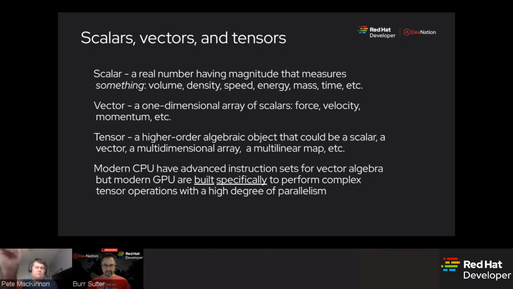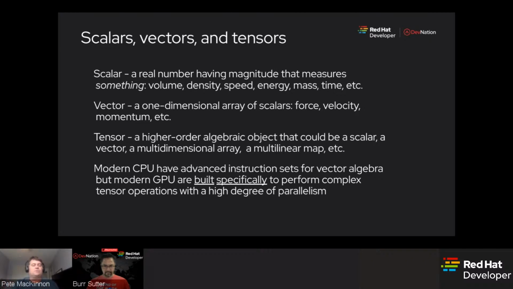So that's the general space of AI ML in terms of data science and the life cycle. But to understand a bit more about GPUs, we need to drop into a level of discussion about mathematical constructs that are used to represent the data. And here we talk about scalars, vectors, and tensors. So a scalar, it's a real number, it has magnitude, and that measures something. Maybe it's volume, density, speed, energy, mass, what have you. A vector is a one-dimensional array of scalars, which provides the next layer of abstraction. And in the physical world, that could provide us information about force or velocity or momentum.